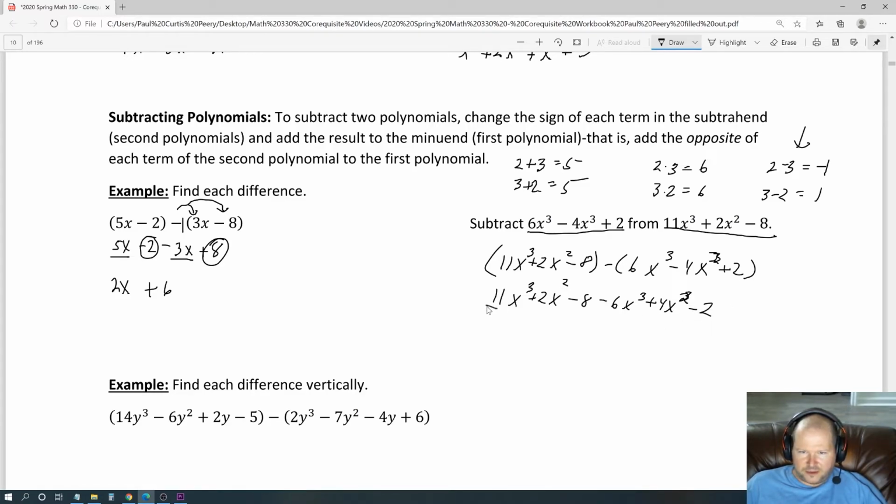Okay, now we combine like terms. 11x cubed minus 6x cubed would give us a 5x cubed. Again, you add and subtract, the exponent does not change. Next, we would say there's a 2x squared plus a 4x squared. 2 plus 4 is 6x squared. Then you say negative 8 minus 2 gives me negative 10.